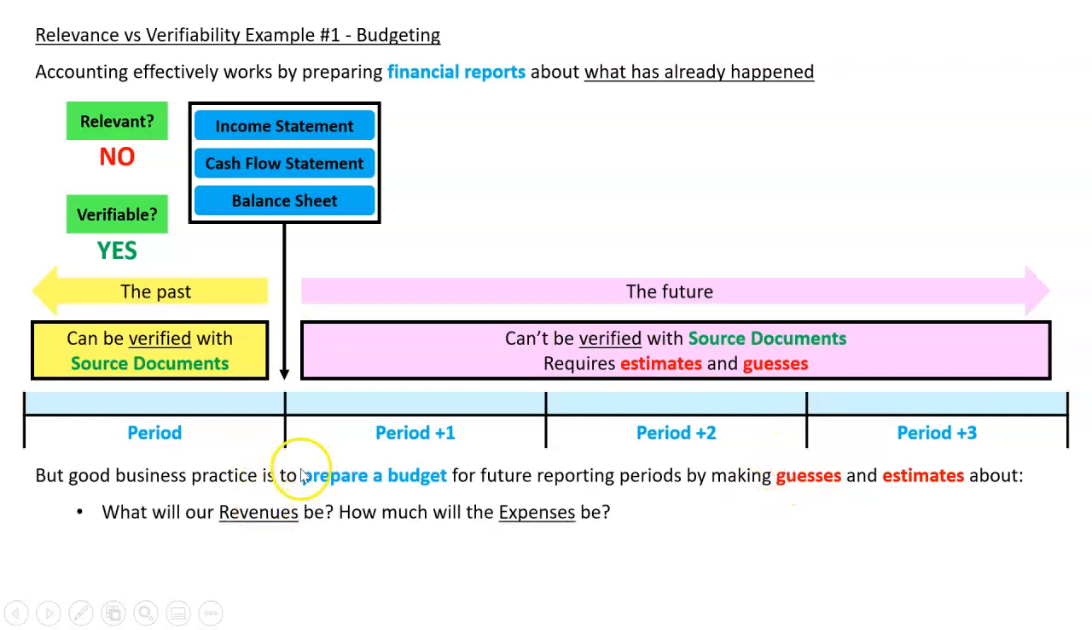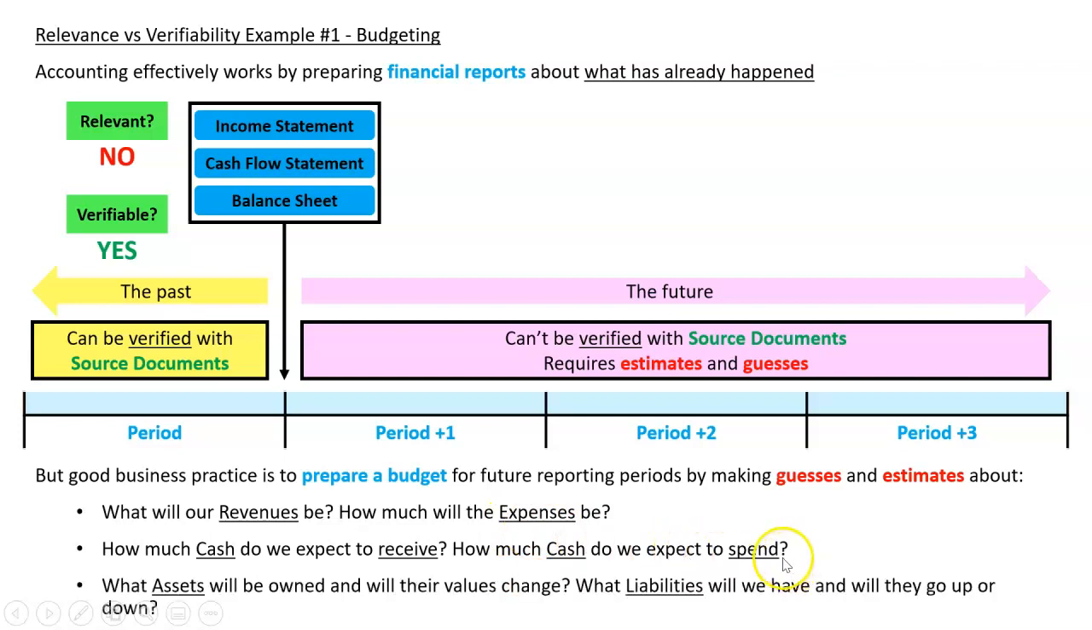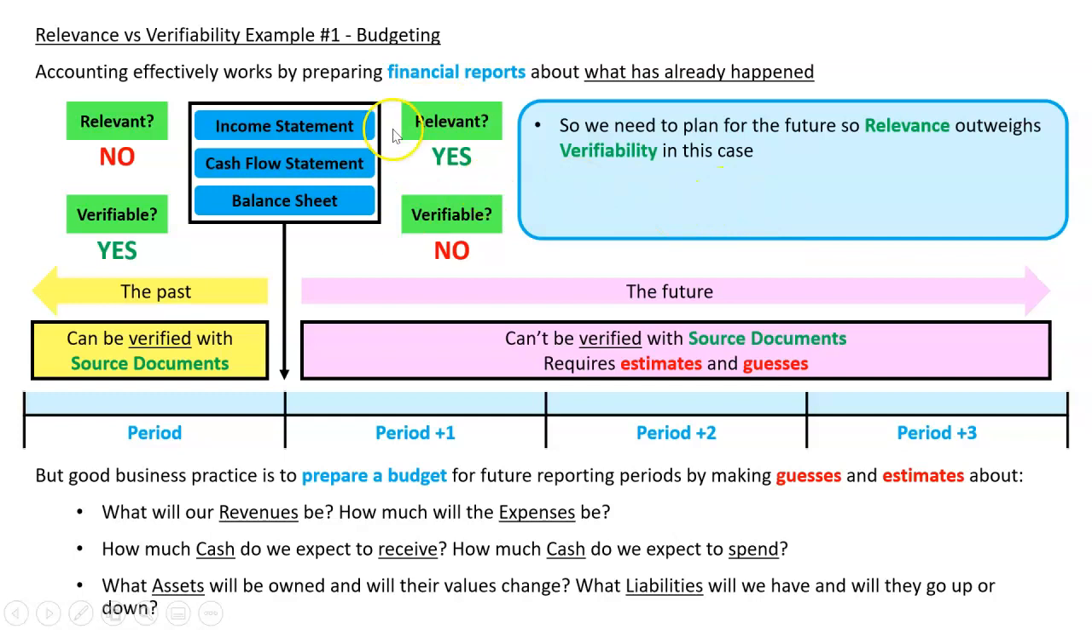So, what are we guessing or estimating? We're estimating how much our revenues will be, how much we think expenses will be, how much cash do we think we'll get, how much cash will we spend, what assets will we own, what liabilities we own, etc. Guesses about a lot of things. And the point is that is very, very relevant because it helps us make decisions about the future. If we think we're not going to have enough money in 3 periods' time, we can take some measures today to actually fix that. But the problem is it's not verifiable. These are all estimates and guesses. So we've got a contradiction. One's not more right than the other. We're just saying we need to be aware of it when we're preparing a budget, that it's very, very relevant, but it's not verifiable. So how do we sort of resolve this contradiction?